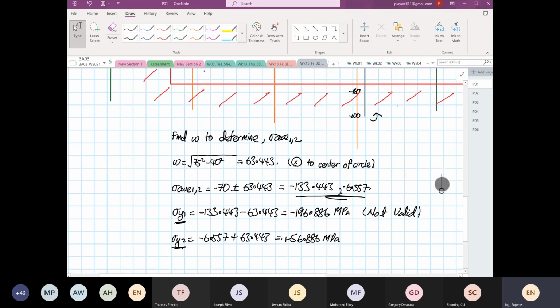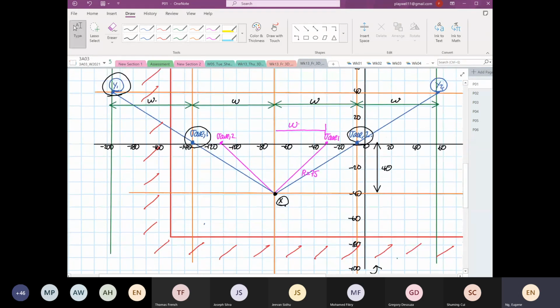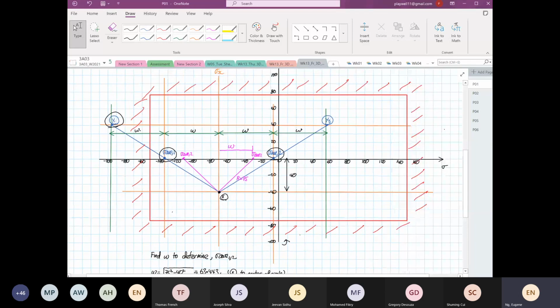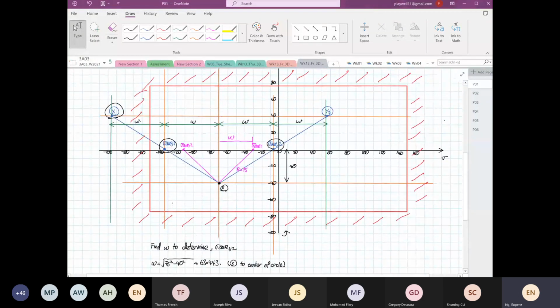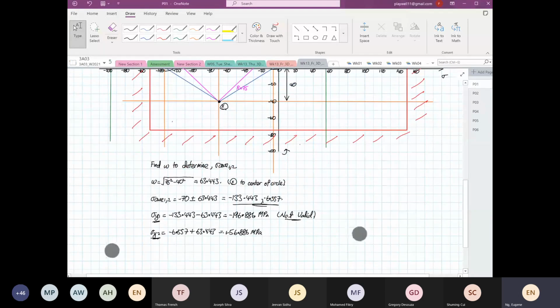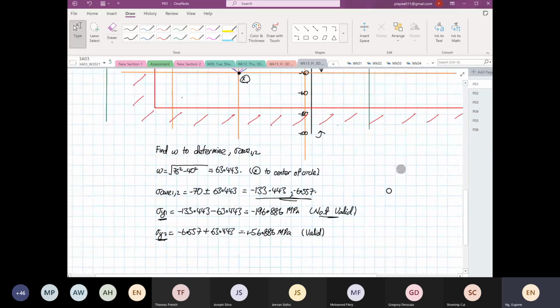When we look at stress y1, I wrote down here that it's not valid because it's outside the operating boundary. Yes or no? It's outside the box, so it's not valid. Whereas y2 is within the box, so y2 is a valid value. And this is just by using Mohr's circle. Now look at the math that we have done.